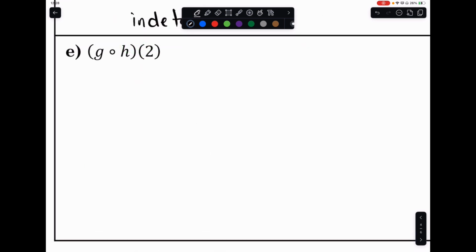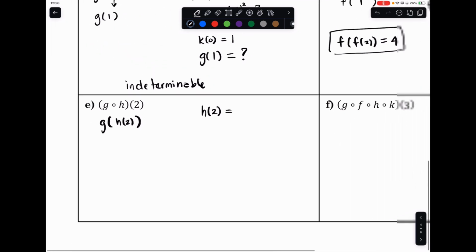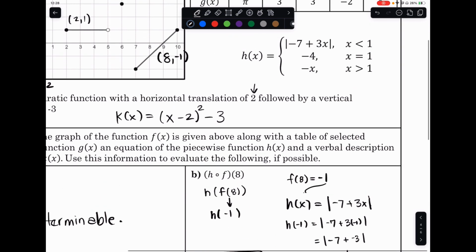Let's now look at example E. We want to evaluate g of h of 2. So this notation, just to remind us, means this. It's equivalent to this. So we want to first start by evaluating h when the x value is 2. Well, again, h is a piecewise function. And again, there are 3 pieces. Let me scroll up again to see what those 3 pieces are.